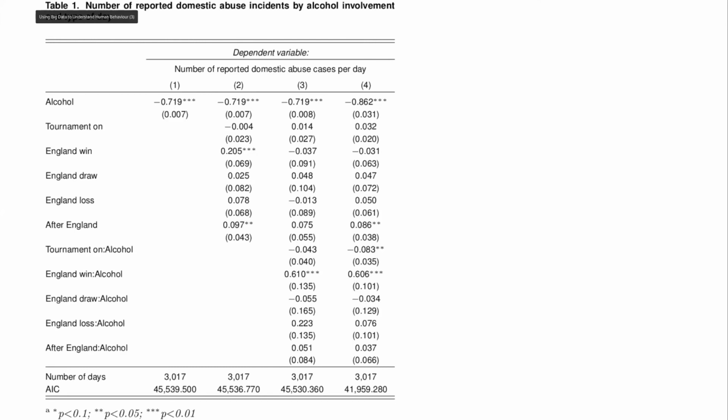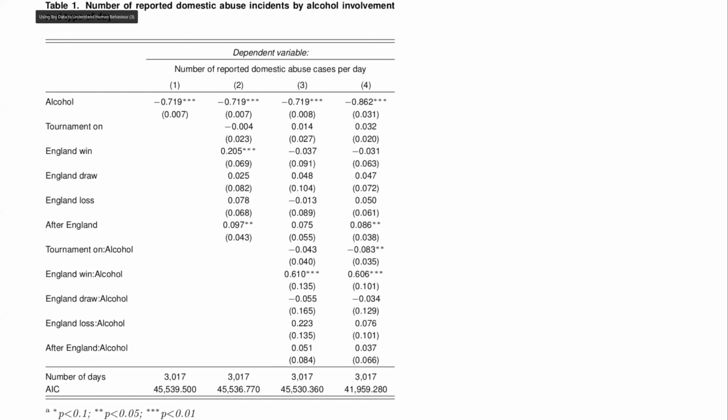It goes up by 60% on days when the World Cup is on and England wins, but it only happens for cases where alcohol is involved. Right? When England draw, there's not a big change in abuse. When England lose, there's not a big change in abuse. When England win, but nobody in the house is drunk, there's not a big change in abuse. It's this coincidence of England winning and alcohol being involved that creates this increase in domestic abuse. And it's quite a big increase. It's gone up by 60%.